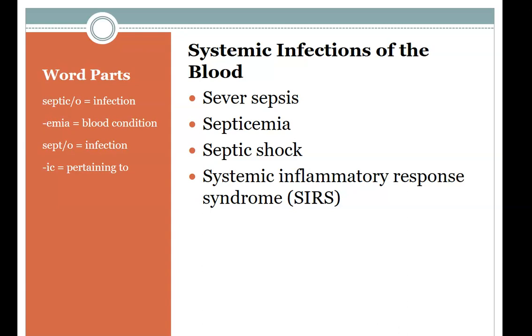Your word parts: septi is infection. Emia is blood condition. Septo also means infection. And ic equals pertaining to.